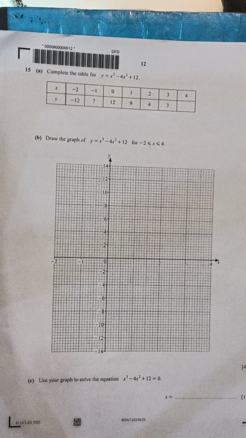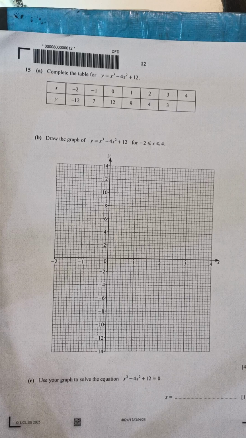Okay, look at question number 15. Complete the table for y equals x cubed minus 4x squared plus 12. The table has different values. X goes from minus 2 to 4, and similarly the value of y starts from minus 12 onward, and you have one missing value against x equals 4. So now let's find this one missing value.